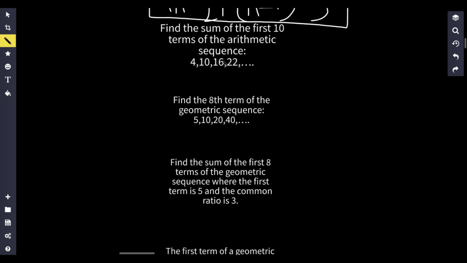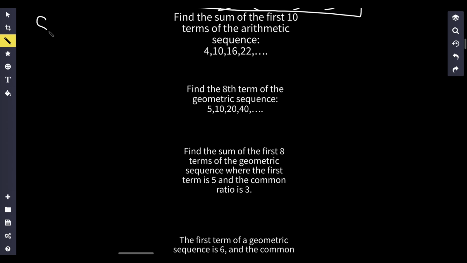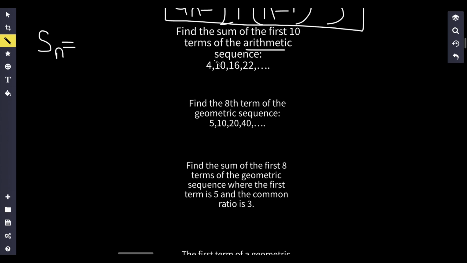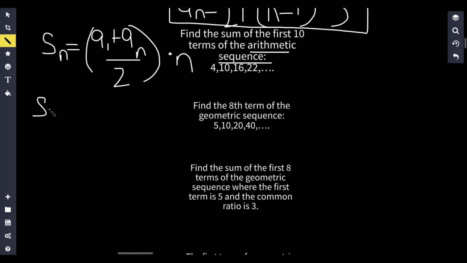Find the sum of the first 10 terms. Okay, so if you're trying to find the sum of an arithmetic sequence, the sum is just going to be equal to the average between the first term and the last term multiplied by the amount of terms there are. So in this case, I'm trying to find out the sum of the first 10 terms, right? So that's what I'm trying to find out.